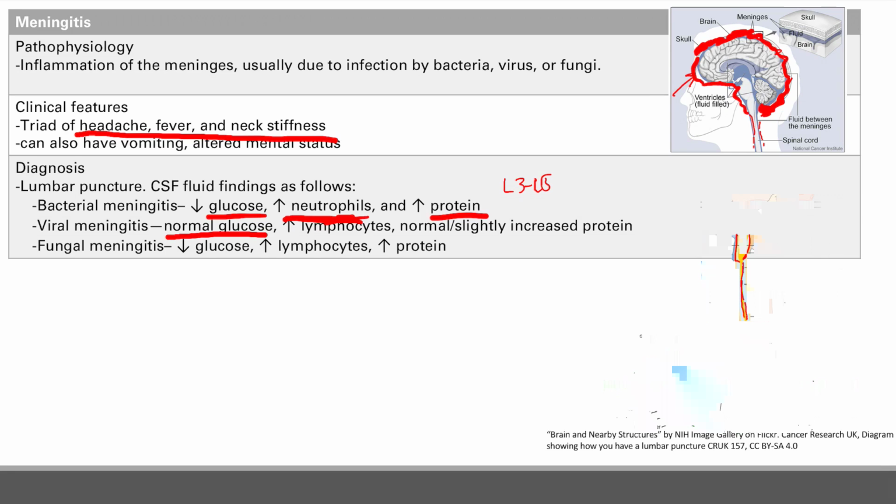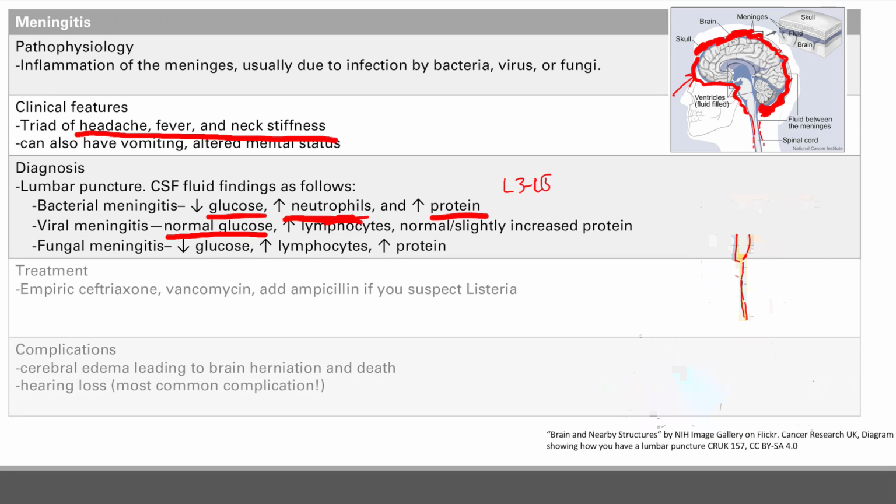Now, complications here. The most scary one is cerebral edema. We just talked about how there's increased intracranial pressure, and that edema is going to cause pressure on the brain, and it can lead to brain herniation. That means the brain is going to get pushed through this small little hole, and stuff is going to herniate. And you're going to compress different structures in the brain, and you can cause death. And we've talked about brain herniation already.